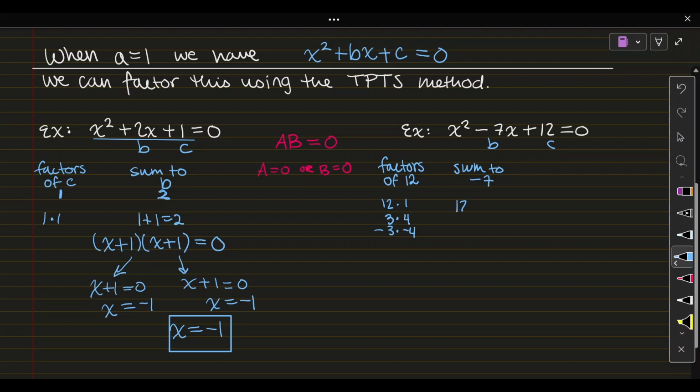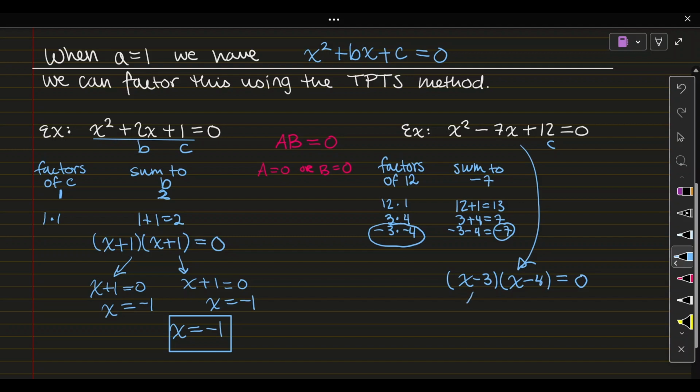And their sums: 12 plus 1 is 13. 3 plus 4 is 7. Negative 3 minus 4 is negative 7. And this negative 7 matches our b, so we're going to use negative 3 and negative 4. Again, I just take this and rewrite it in terms of its factors, x minus 3 and x minus 4.